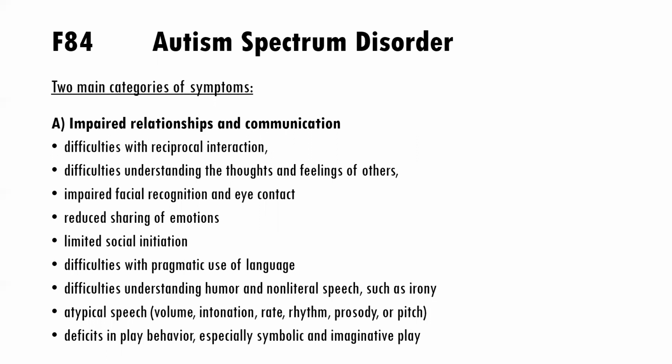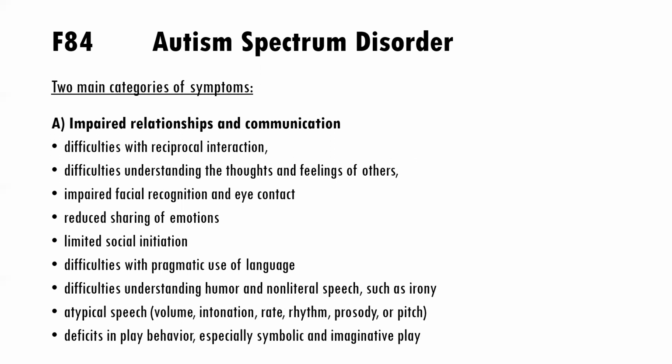The first is impaired relationships and communication. The person may have difficulties with reciprocal interaction, give and take, with understanding the thoughts and feelings of others, with impaired facial recognition and eye contact. By the way, understanding the thoughts and feelings of others we sometimes call metacognition. It leads to things like empathy. Reduced sharing of emotions, limited social initiation, difficulties with pragmatic use of language.